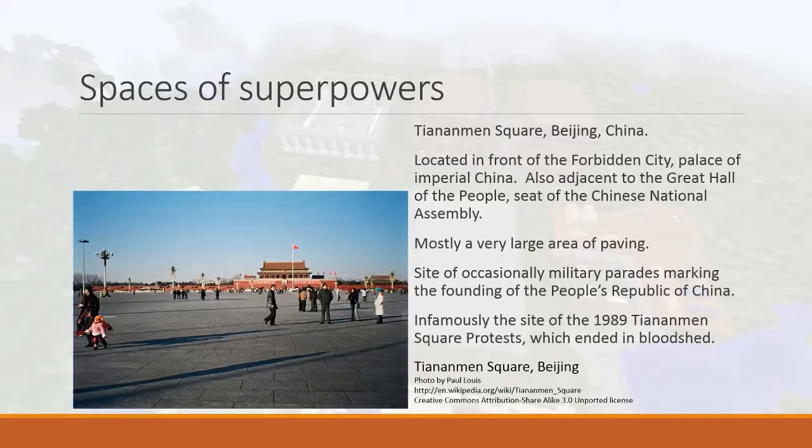I think it's the 10th of October is the National Day of China, or is that something else? Don't quote me on this, but if you Google images of military parades in Tiananmen Square, you'll probably find pictures of that. So again, on most days it looks like this. You see these people just kind of milling about, not doing very much. It's a massive area of paving, and there's really not much in it. But again, occasionally you have very important events.